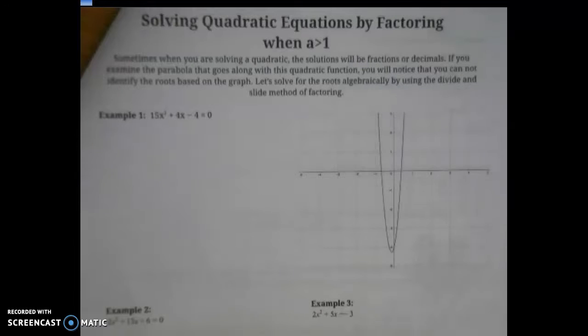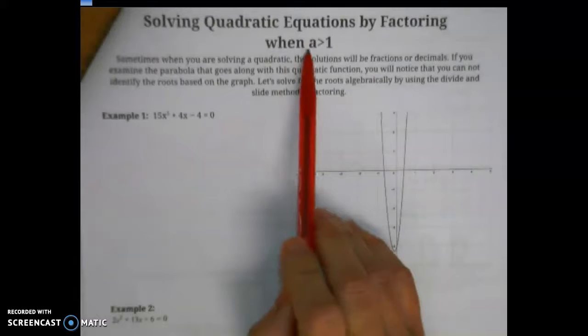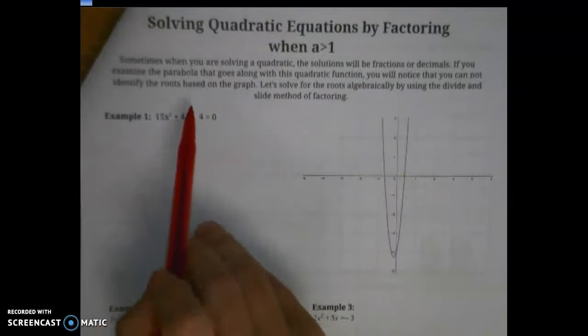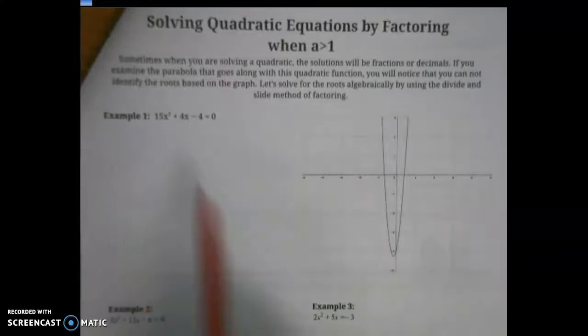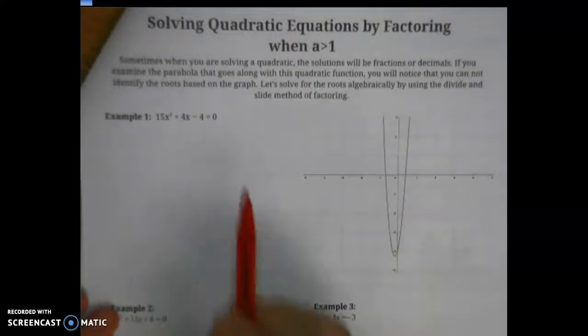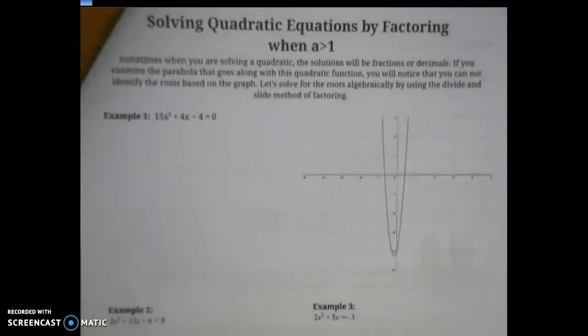Everyone, in this lesson we're going to be solving quadratic equations by factoring, but this time when a is greater than 1. Just like in the last two lessons, we have quadratic equations with an x squared, and we're trying to figure out the values of x that make the equation true. The first thing we do is get our equation set equal to 0, which we have, and then check for the different types of factoring.